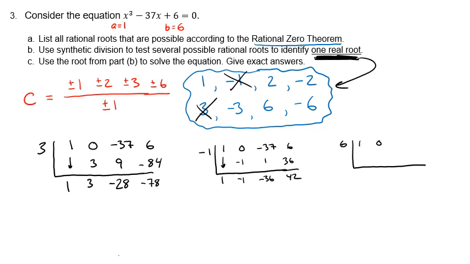All right, let's try positive 6. 1, 0, negative 37, and 6. Bring down the 1. 6 times 1 is 6. Add down. 6 times 6 is 36. Okay, this is looking good. Add down, we get negative 1. 6 times negative 1 is negative 6, and that gives us a 0 remainder. All right, so we have found one real root.